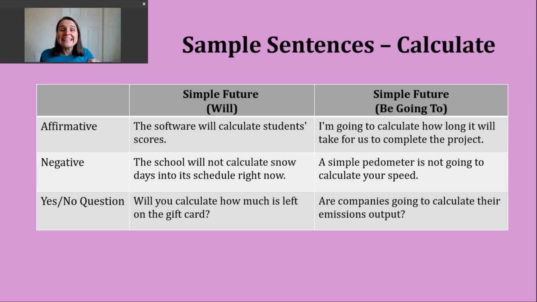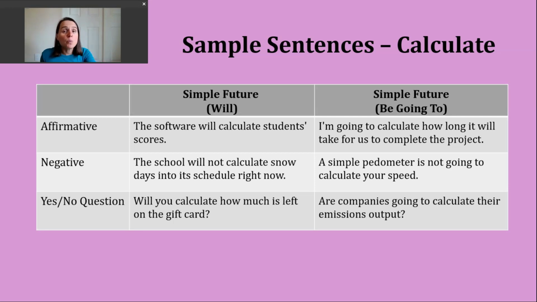Now, if you want to make a negative simple future sentence using be going to, insert not after our be verb. An example of this could be, a simple pedometer is not going to calculate your speed. Okay, so this might be my prediction, and I'm sharing that information with another person.